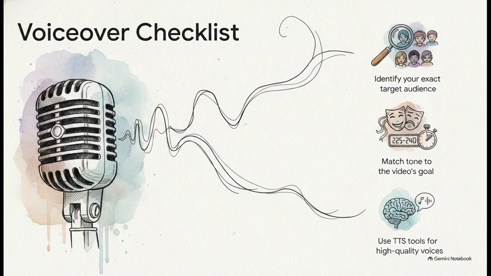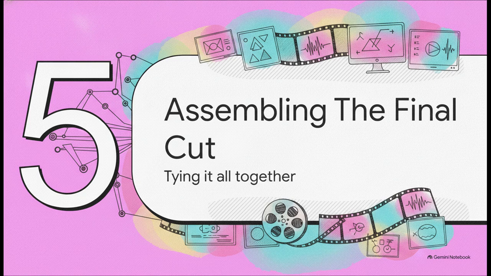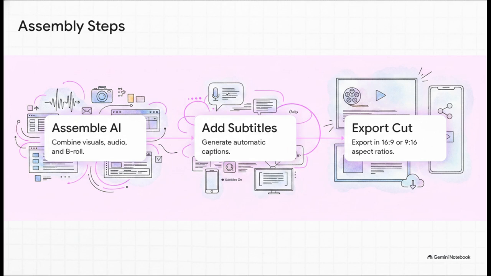carry your narrative flawlessly. And finally, stage 5, assembling the final cut, tying it all together. This is the big moment of truth, where your logic script, your AI footage, and your voiceover all finally converge. Tools like Capwing or Premiere make this process highly intuitive. You lay down your audio track first, then match your AI visuals to those audio beats and sprinkle in your B-roll. Oh, and absolutely make sure you add automatic subtitles, because so many people are going to watch this on mute. Finally, you export. And because you planned ahead so well, you can effortlessly kick out a widescreen cut for YouTube and a vertical cut for TikTok, all from the exact same project.